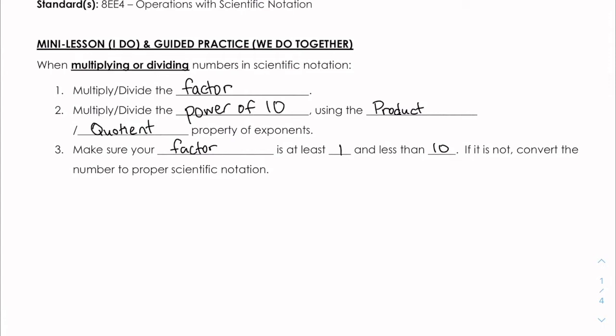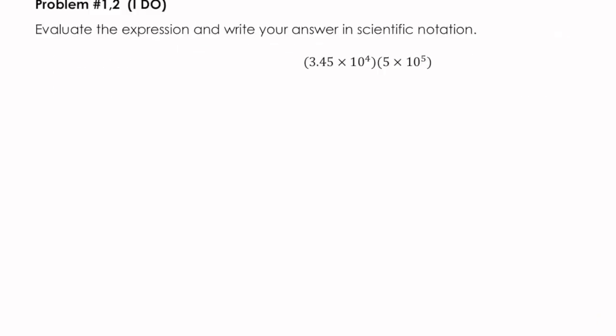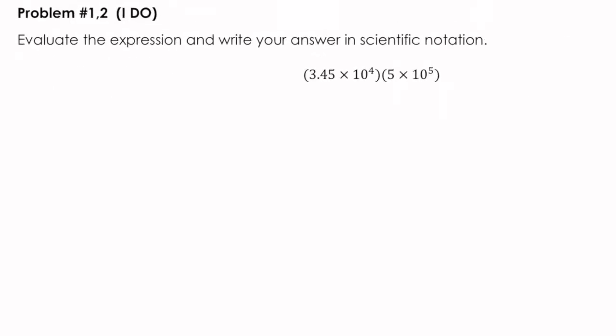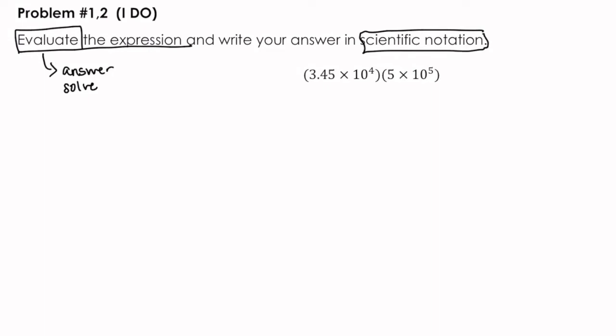Let's take a look at the first I do problem. It says evaluate the expression. Don't forget evaluate means you want to find the answer, solve, and write your answer in scientific notation. So that means we need to have a factor. And you know what? Just to be helpful, let's make that an F. A factor times a power of 10. So we have 3.45 times 10 to the 4th power times 5 times 10 to the 5th power.